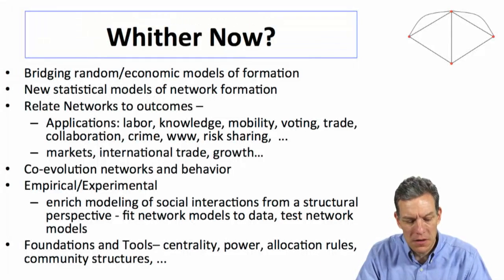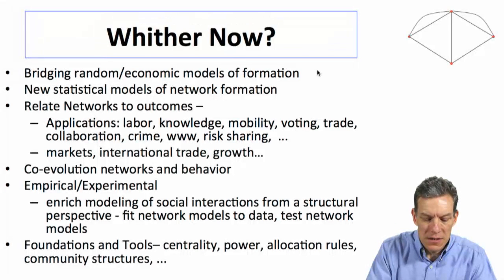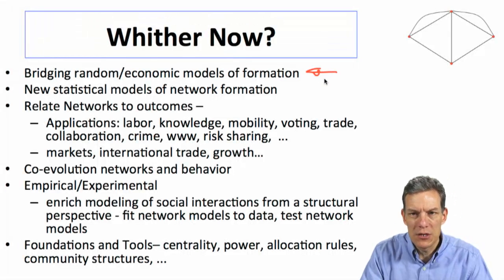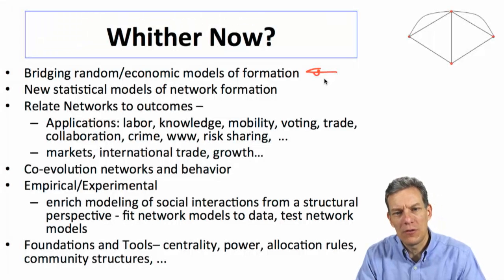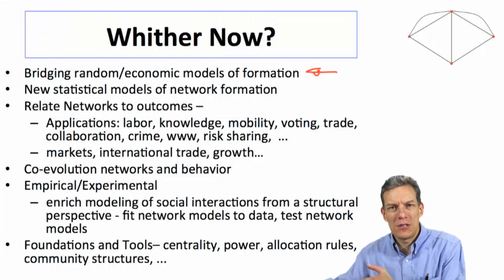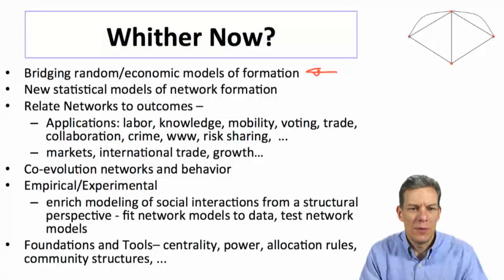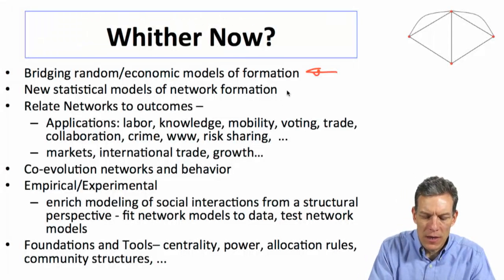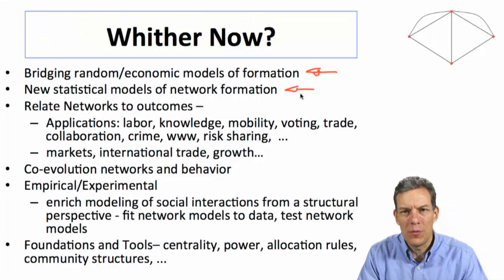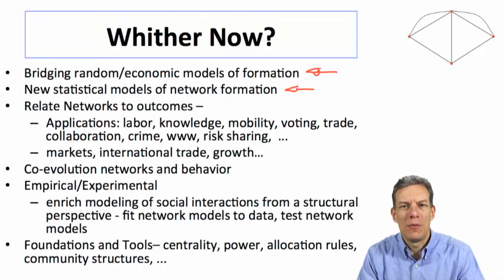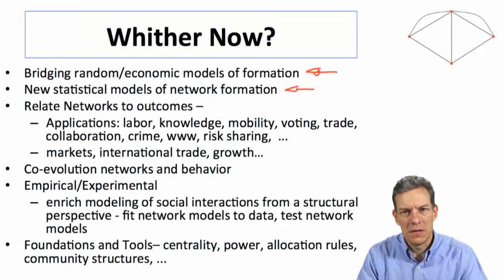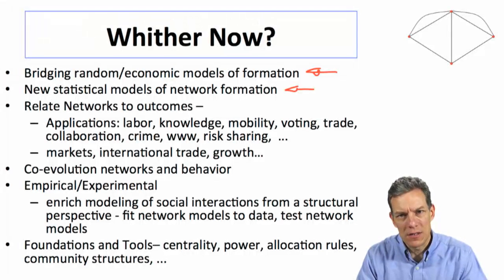Now, in terms of what is to be done, bridging these random and more strategic models is important because the strategic models have welfare implications, behavioral implications. The random models allow you to fit to data, so we need these kinds of things. And associated with that is enriching the stable of models that we have, where we can really do careful statistical analysis, and we can answer questions of, did this happen at random, or do we have some belief that this is a significant finding in some particular setting.